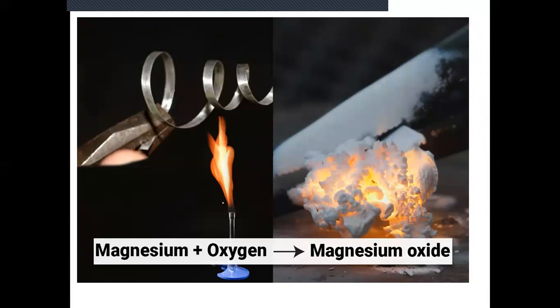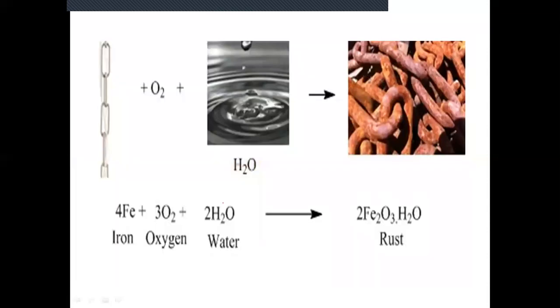Burning a magnesium ribbon is also a chemical change. Why? Because when we burn the magnesium ribbon, it forms magnesium oxide, which is totally different from magnesium. So it is known as a chemical change. Rusting of iron is also an example of chemical change. Rust is totally different from iron. Rust means Fe2O3, iron oxide. That's why rusting is also a chemical change.